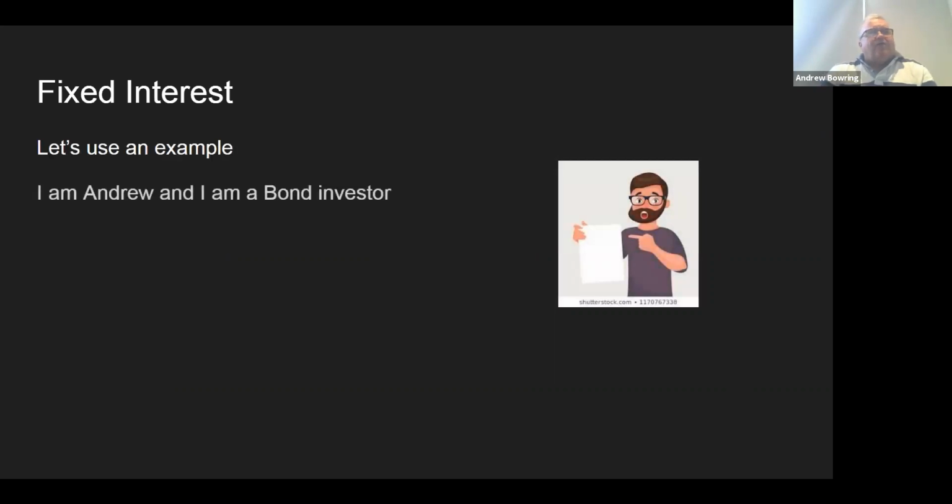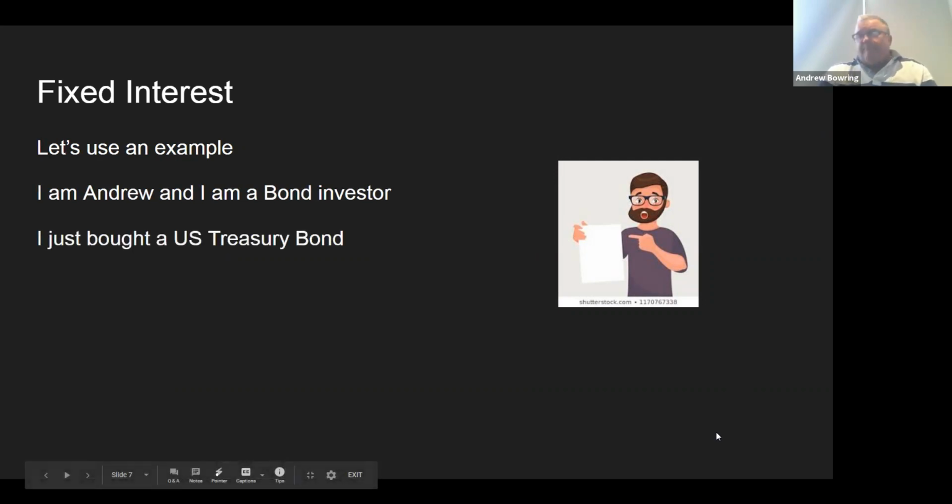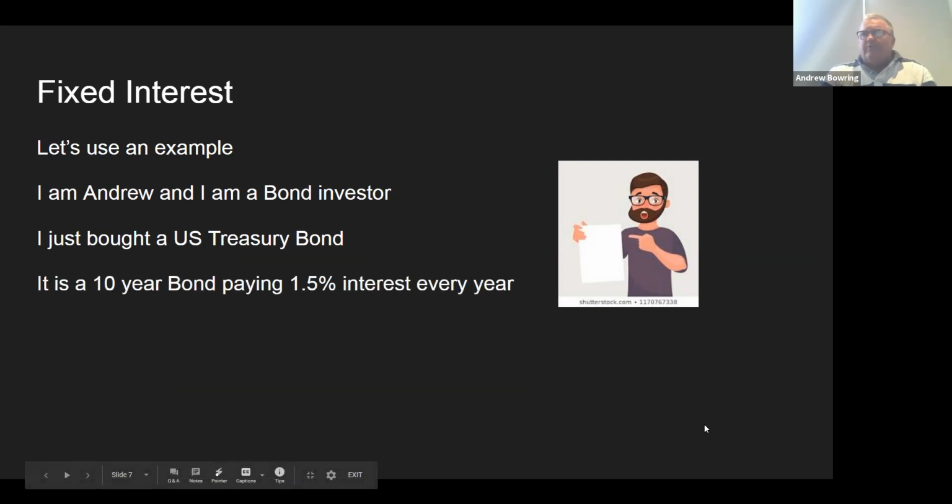And so what I'll say is that I'm Andrew and I'm a bond investor. Now, what I've actually done is I've just gone out and bought myself a US Treasury bond. I bought it on issue from the US government, and it's a 10-year bond. I bought it and it's paying a 1.5% interest rate. And I bought this bond at the end of last year.